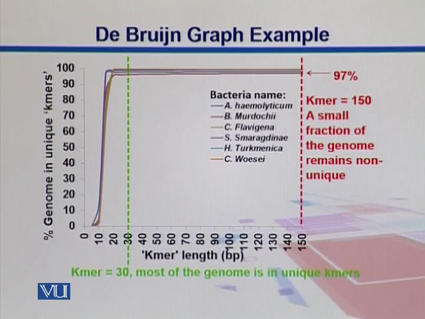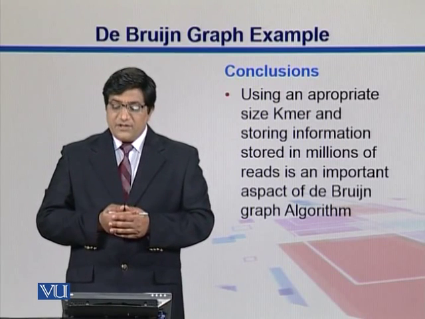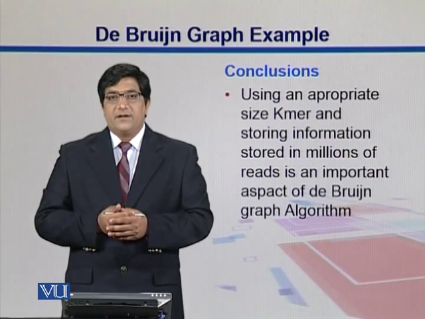What is the issue with longer Kmers? We will look into that in some slides below. Longer Kmers pose some serious issues, so we cannot use them. Using an appropriate size Kmer and storing the information in millions of reads is an important aspect of the De-Bruijn graph algorithm. And this example tells us one more thing, that assembly is not an easy task.